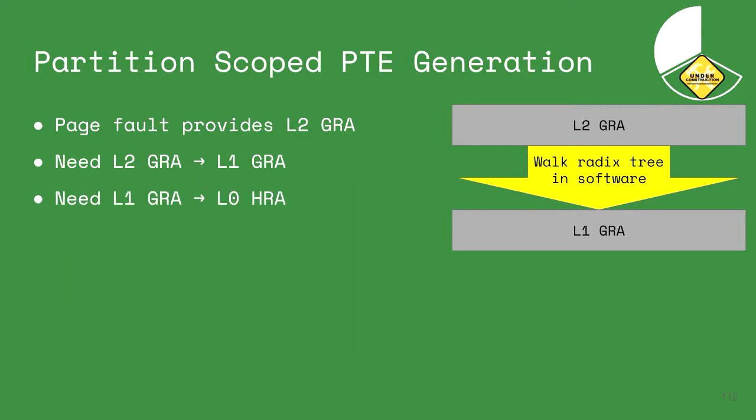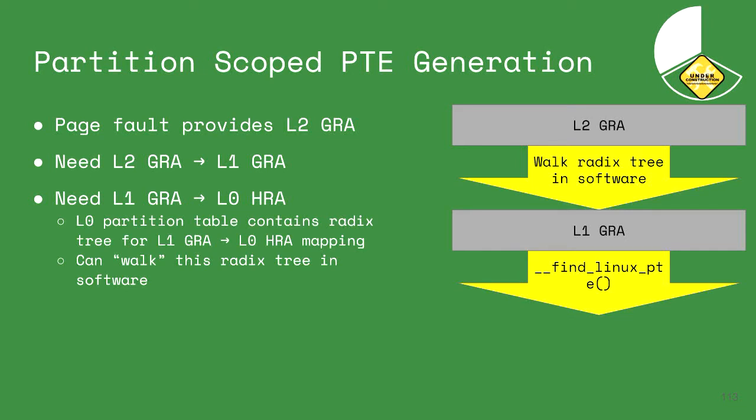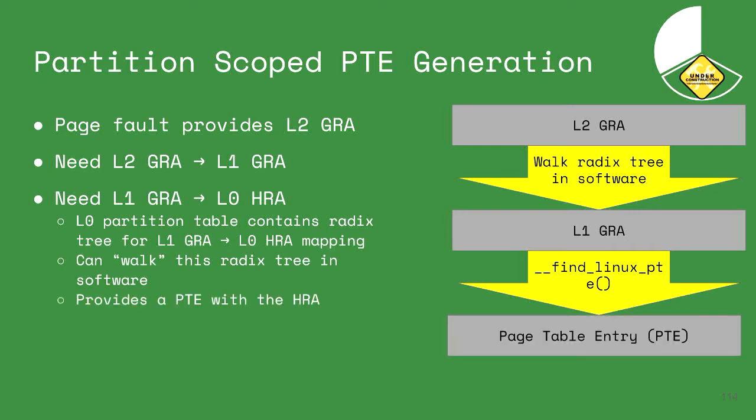So now we have our level 1 guest real address. We need to translate that into a level 0 host real address. And so now we're going to use the level 0 partition table, or the radix tree that it's set up for that level 1 guest. And again, we can just walk this in software. And that will give us our PTE with our host real address.